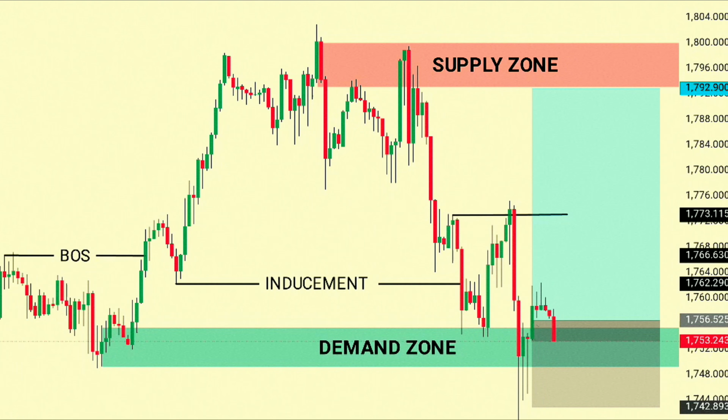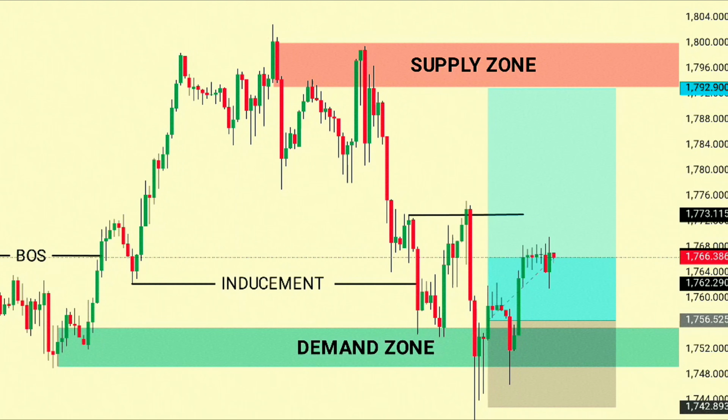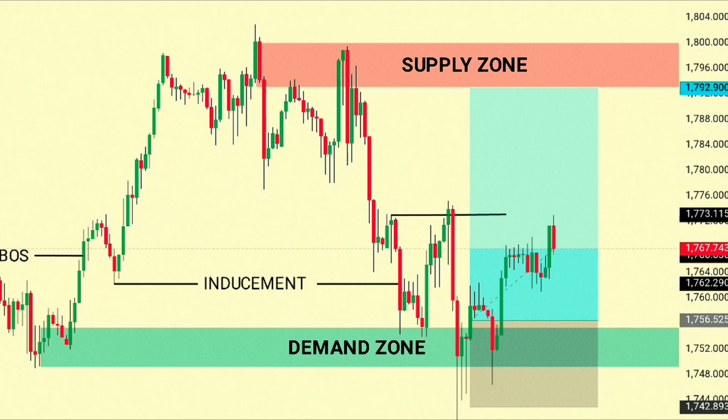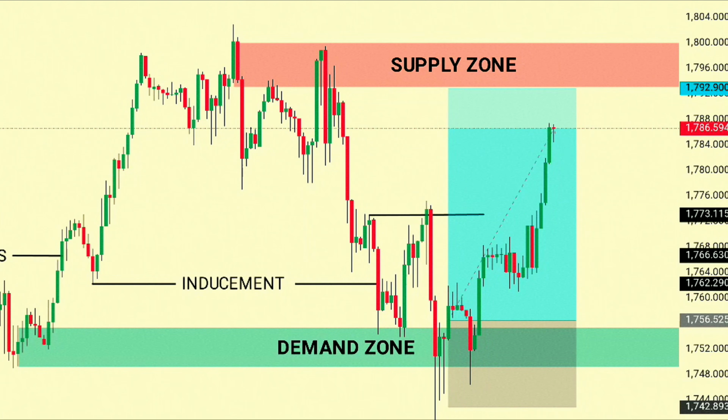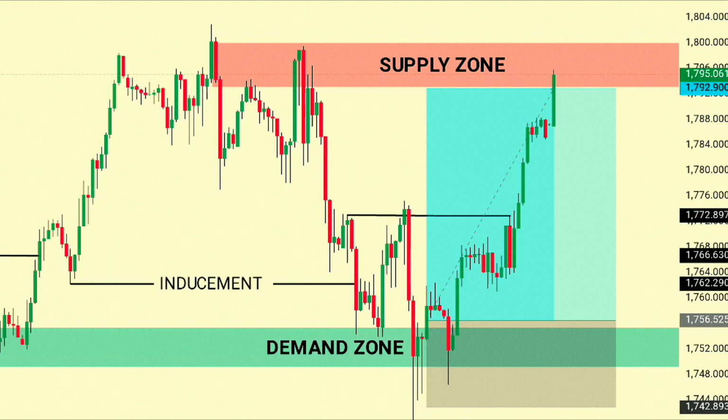After some consolidation, price finally broke the internal target area and continued moving upward. This breakout confirmed that buyers were still pushing price toward the premium supply zone. But even after the breakout, I was not interested in chasing buys near premium pricing.